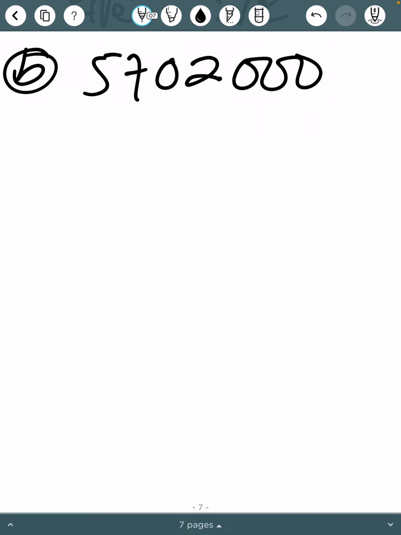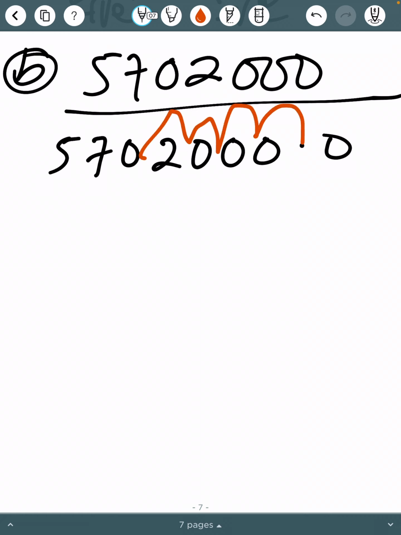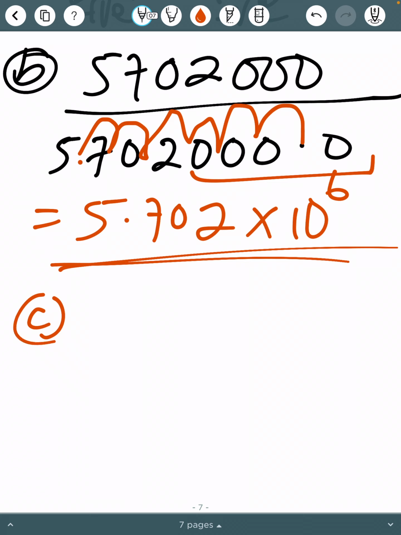Let's go to question B. Question B says I should write 5702000 in standard form. This number is the same thing as 5702000.0. So I only have to move this decimal backwards. 1, 2, 3, 4, 5, 6. The point will come in. So I'm writing 5.702 times 10 raised to the power 6. I don't need to write these remaining zeros. My answer is 5.702 times 10 raised to the power 6.